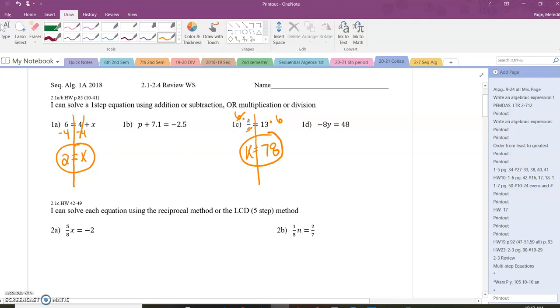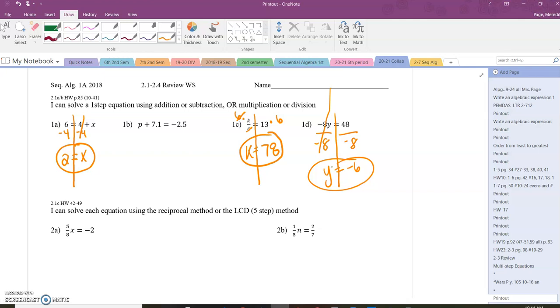And then lastly, 1D, this reads negative 8 times y equals 48. So the opposite of times is to divide, okay? So remember, you're going to divide by a negative 8. Negative 8's cancel. 48 divided by negative 8 is negative 6. Circle it, you're done. So your responsibility is to do 1B.